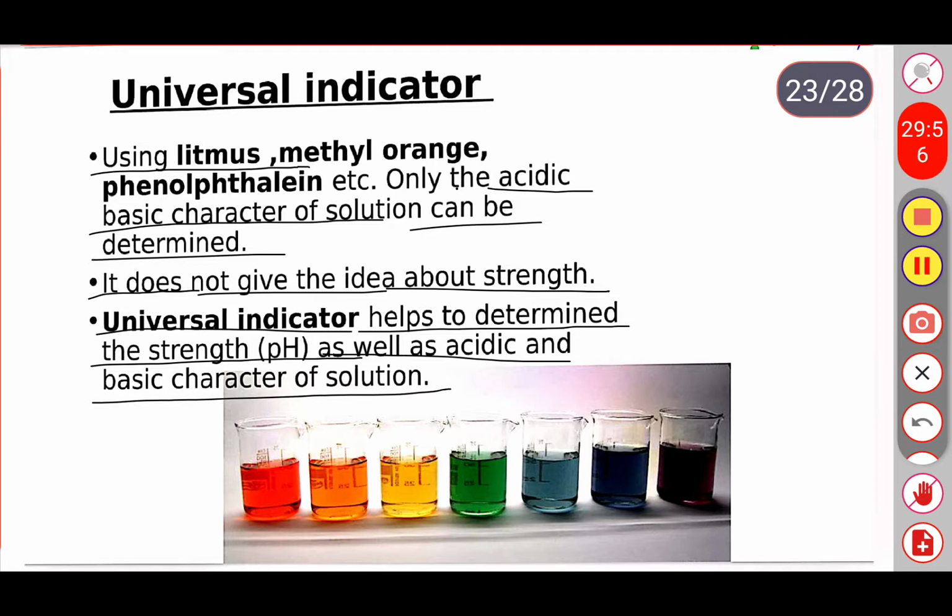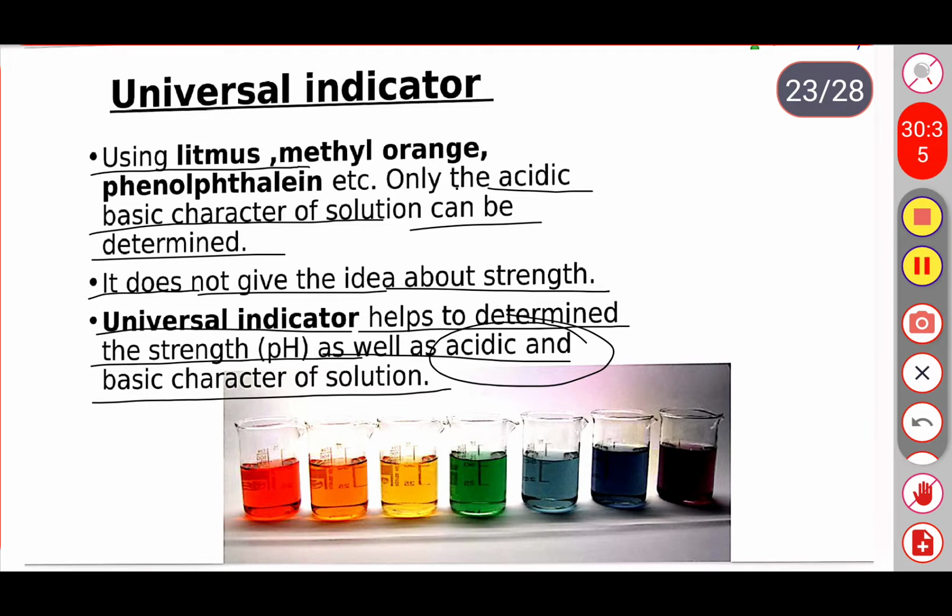In these three states we are getting different smells. With the help of the olfactory indicators we can easily identify whether the substance is acid or base. And last one is universal indicators. So universal indicators are also substances. With the help of these universal indicators we can determine the pH value and the strength of the indicators, as well as we can determine whether the solution is acidic or basic.